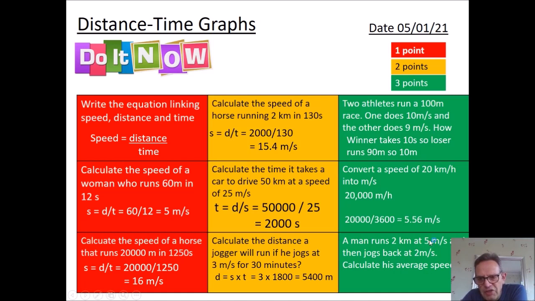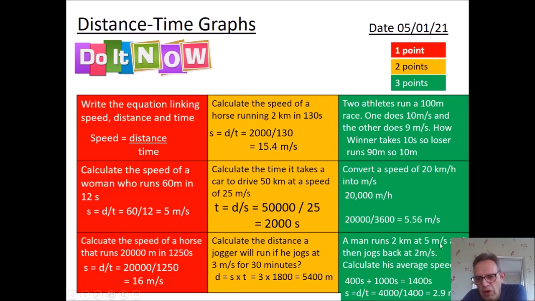You might think he's doing 5 metres per second and 2 metres per second, so the average would be 3.5. But the truth is, he spends a lot less time running at 5 metres per second because he's doing the same distance at each speed, so this time is much less. So it turns out that if you run 2 kilometres at 5 metres per second, 2000 divided by 5 gives you 400 seconds. But if you run 2 kilometres at 2 metres per second, it takes 1000 seconds.